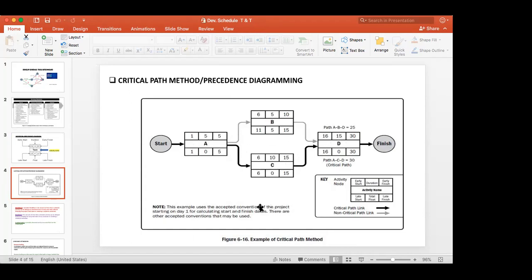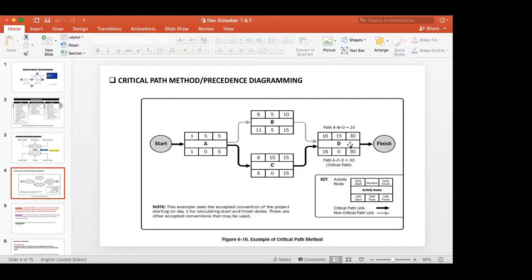Now you see activity A, activity B, activity D, and activity C. If you see it from start to finish, there are two paths in this network diagram. Either you start with A, do B, and go to D. That's one way. Otherwise, start with A, do C, and go to D. So there are two paths. However, you have to do B and C also. Both activities are in the project, but there are two paths.